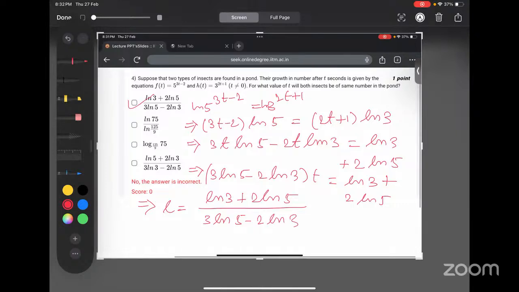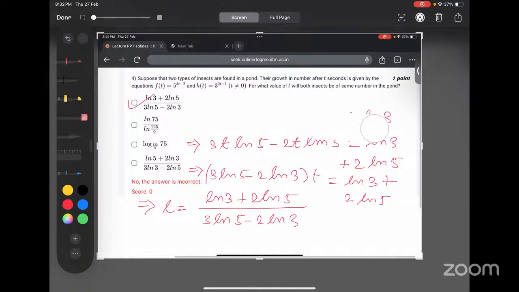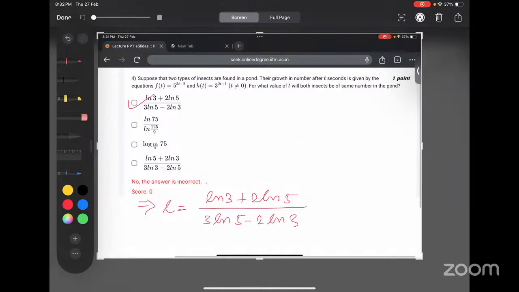So we can again rewrite this equation in some other form, and check whether another option can be correct or not. The second option seems correct, or the third option. So we can check it, right?